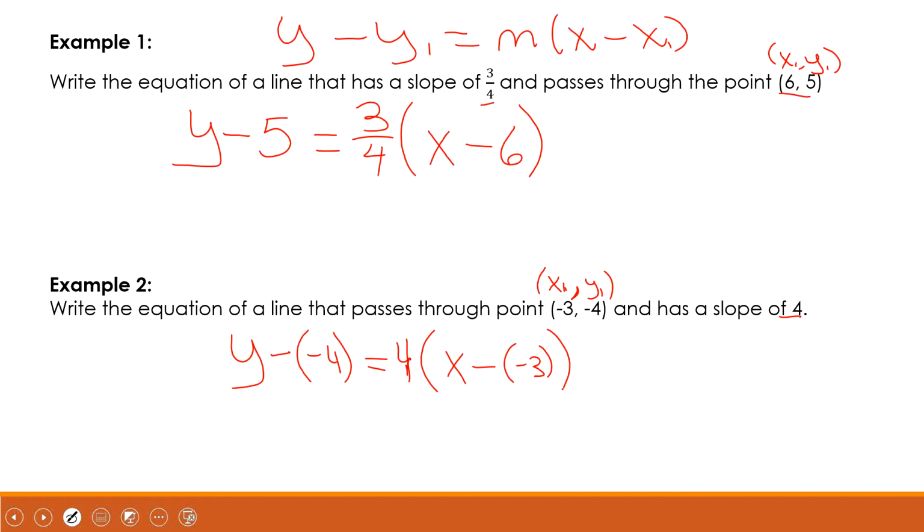Then we just go back in and remember minus the negative becomes positive, so it's y plus 4 equals 4 times x minus negative 3, which becomes x plus 3. And you have your equation of a line. It's as simple as that. Just make sure you're paying attention to the signs of the x and y coordinates.